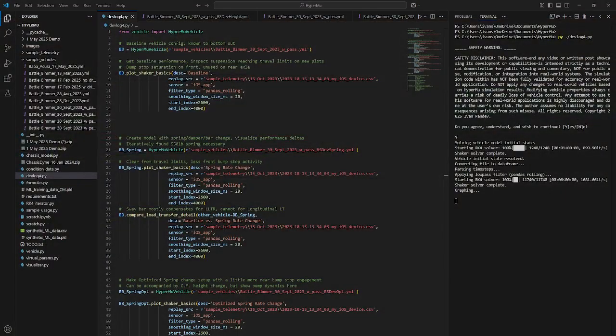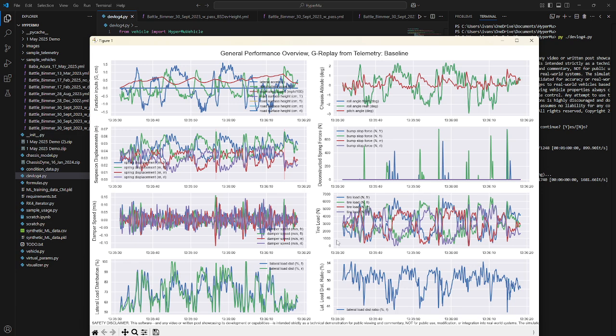So here's the problem statement. The vehicle model I've demonstrated in previous videos has excessive suspension travel and actually bottoms out several times throughout the telemetry replay simulation. Looking at the new suspension travel plots that we have in HyperMu, suspension displacement in meters over time and bump stop force in newtons over time, we see that the suspension bottoms out twice during this run.